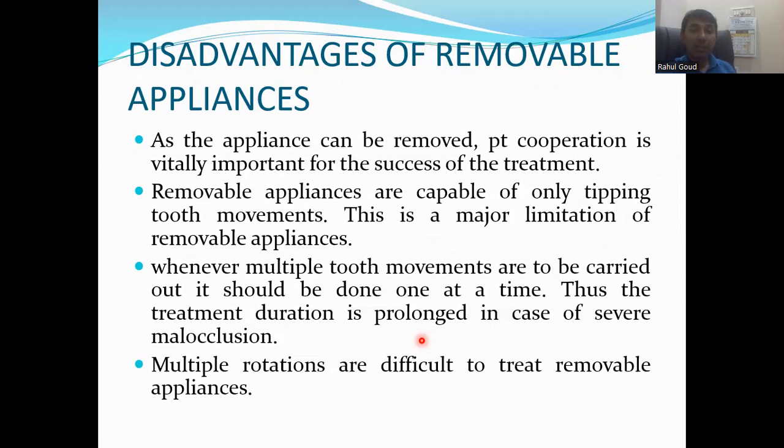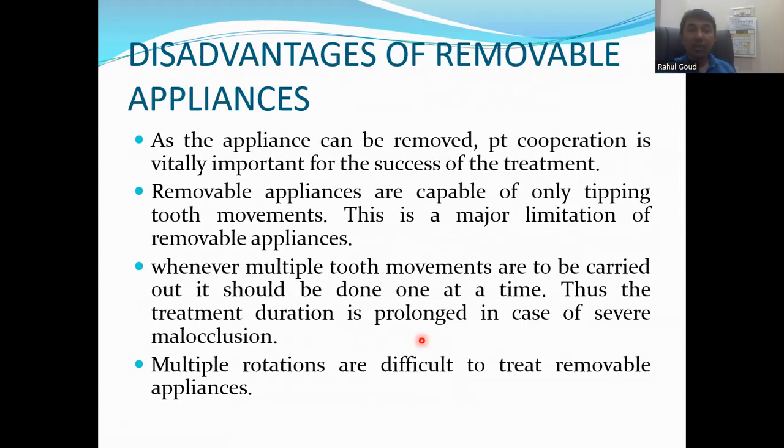Removable appliances are capable of only tipping tooth movements. This is also a major limitation, since tipping movement alone doesn't solve all the occlusion problems. Whenever multiple tooth movements are to be carried out, they should be done one at a time. Thus, the treatment duration is prolonged in case of severe malocclusion.